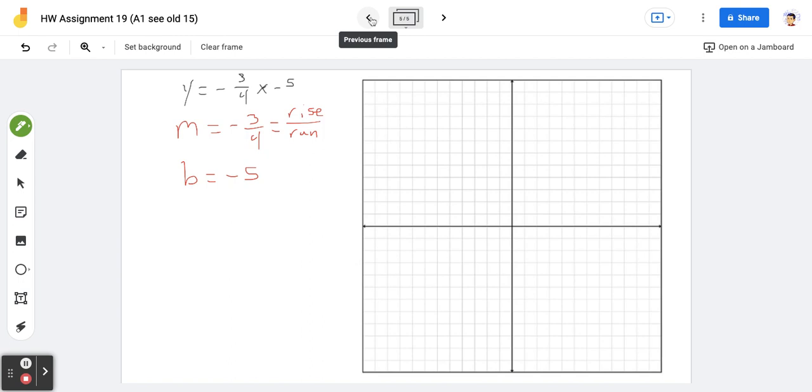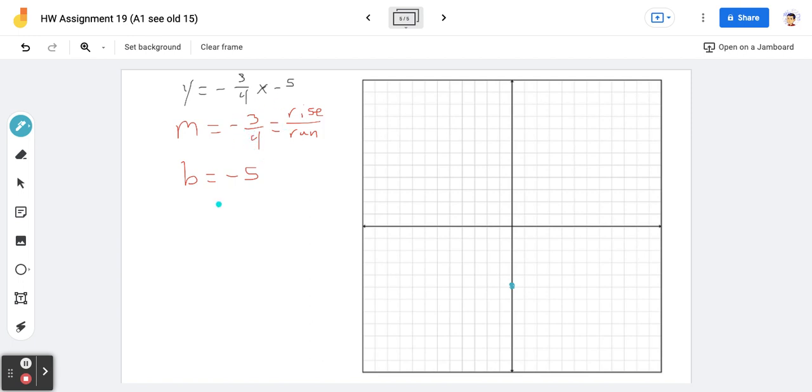Step 2, let's plot our B point. It's a negative 5. So from my origin, I'm going to count down 5. 1, 2, 3, 4, 5. All right. There is my point. I'm going to make it a little bit more prominent. Great. All right. Step 3. I'm going to rise over run using my slope.